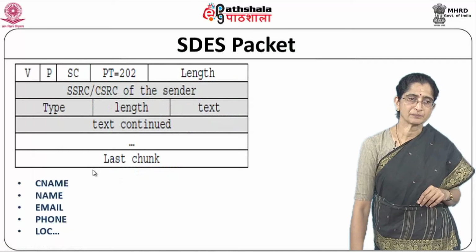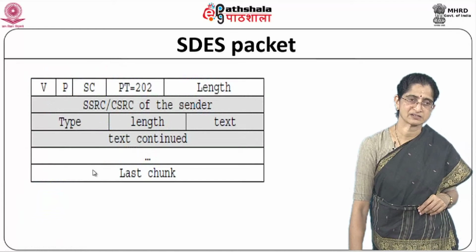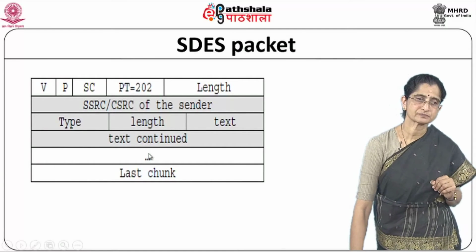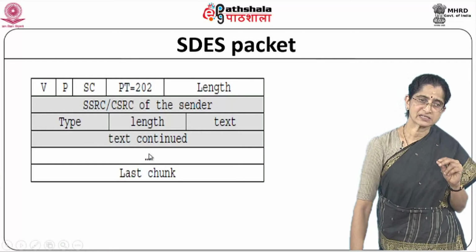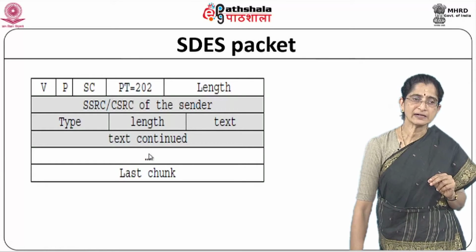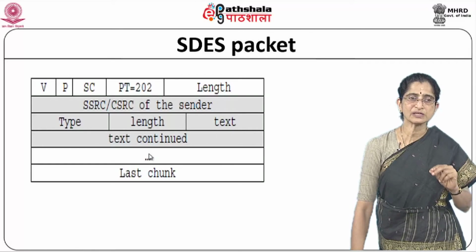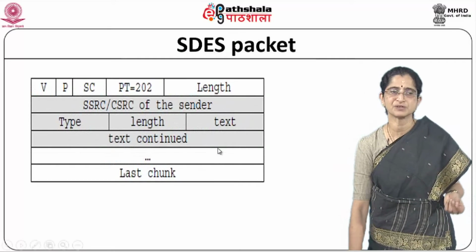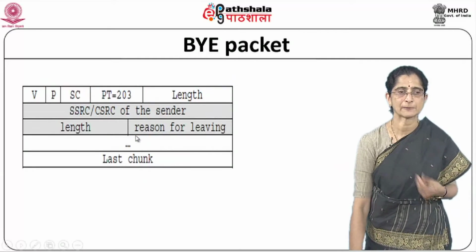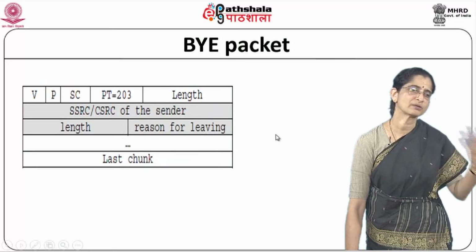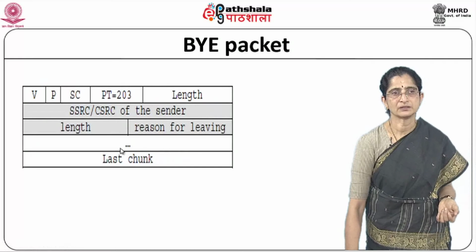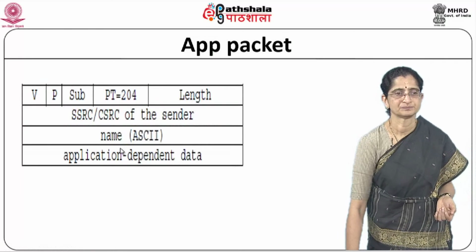So this is the format of the SDES packet. If you look at the APP packet and the BYE packets, there are these two other packets that we need to look at. The BYE packet will have again the SSRC or CSRC of the sender, and it specifies a length field and gives you the reason for leaving, the reason why you are exiting a particular session. That information will be specified as part of this BYE packet. So it could be used by the service provider or by the other participants to understand why a particular participant is leaving the session.